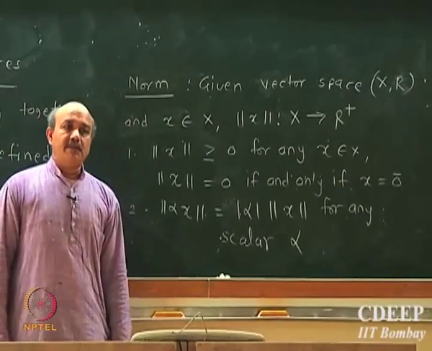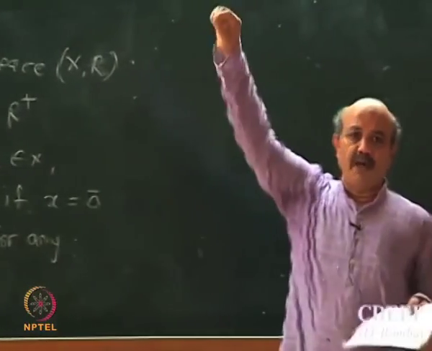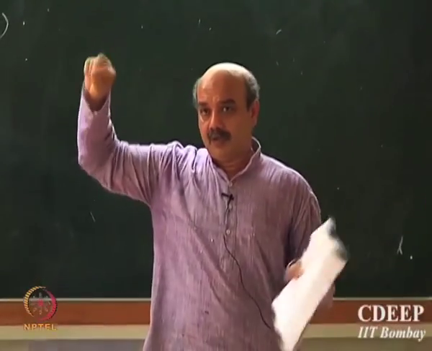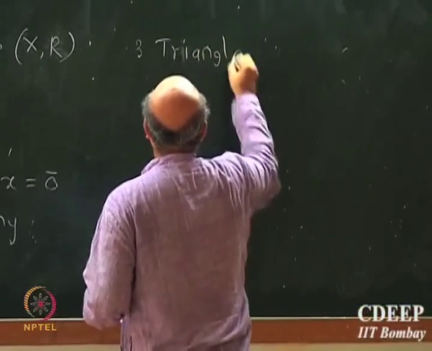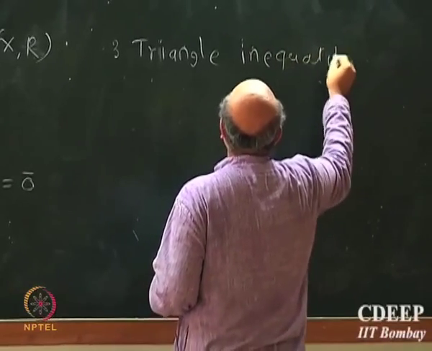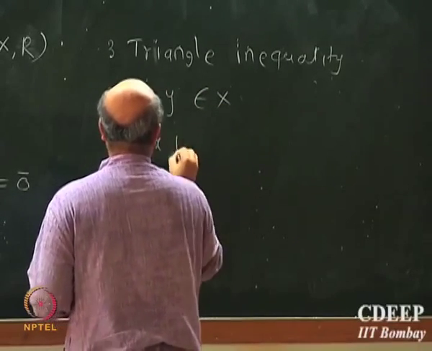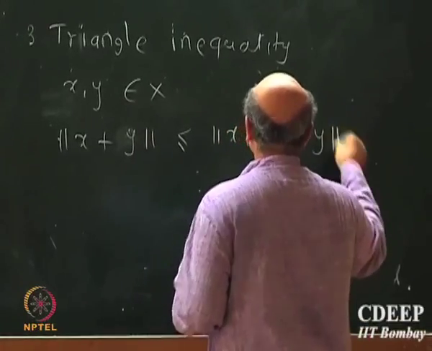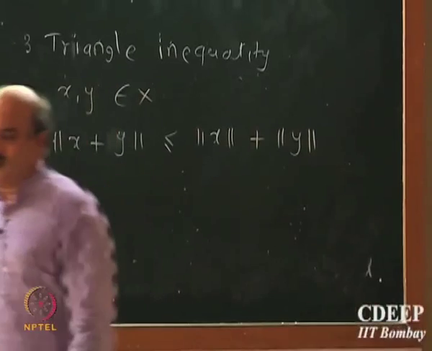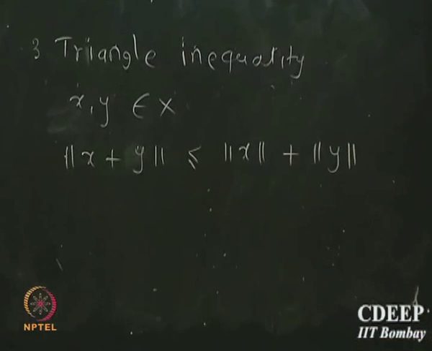And a third property of the length function in three dimensions is the triangle inequality. This is a way of saying that if I am given a point, the shortest distance to the point is the straight line. The triangle inequality is a result which you probably studied in your undergraduate, even in high school. The sum of the lengths of two sides of a triangle is always greater than the third side.